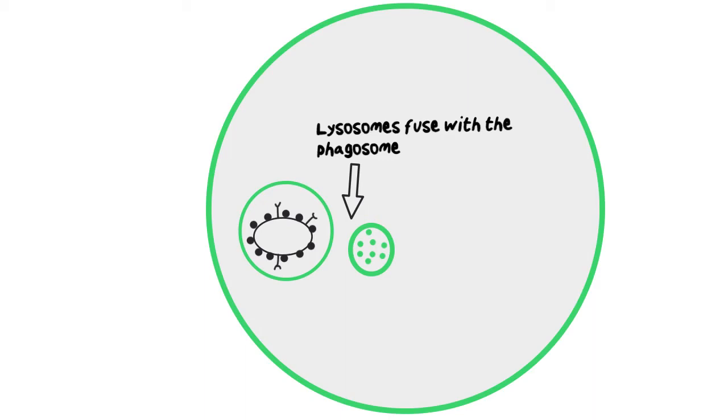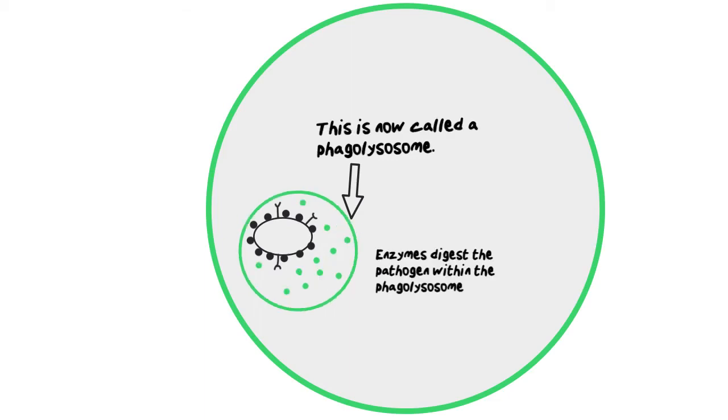The next part of the process is the fusing of lysosomes. If you remember this from term 1, we spoke about lysosomes containing little vesicles containing digestive enzymes. So these lysosomes will fuse with the phagosome. The result of the fusing of the lysosome and the phagosome is something we will call a phagolysosome. And within this phagolysosome, we have the enzymes digesting the pathogen.